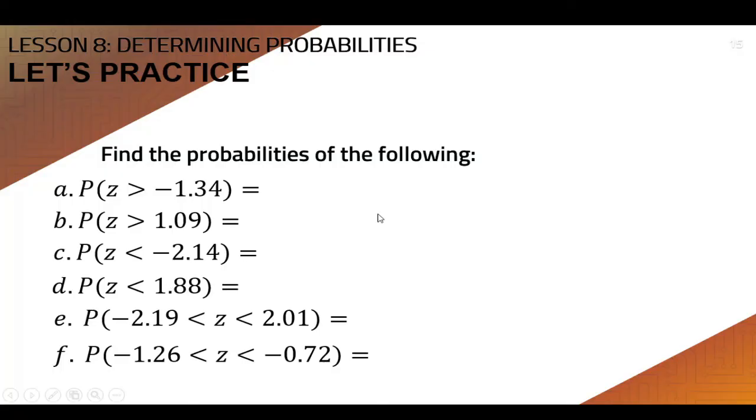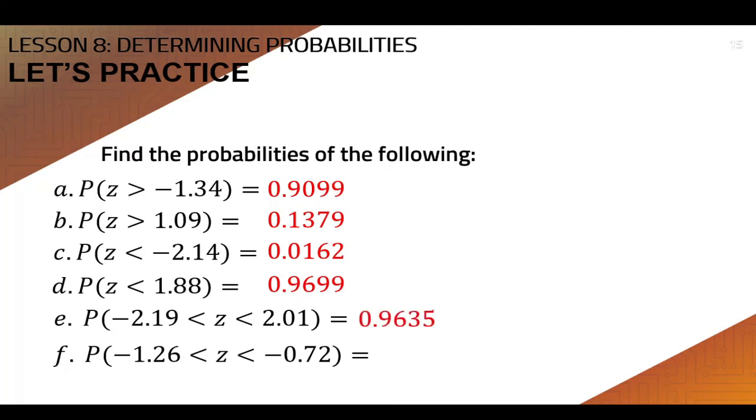Okay. So, check na natin kung tama yung mga sagot ninyo. So, anong sagot sa 1? Or sa letter A? 0.9099. Ayan. Yan ang sagot. Next. 0.1379. Next. 0.0162. Next. 0.9699. Letter E. 0.9635. F. 0.1319. Nakuha niyo ba lahat ng sagot?